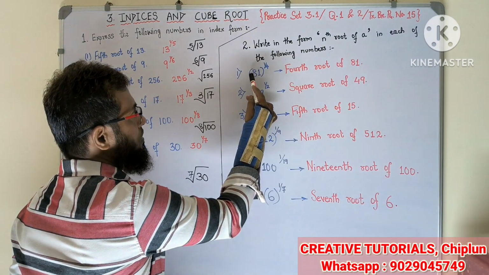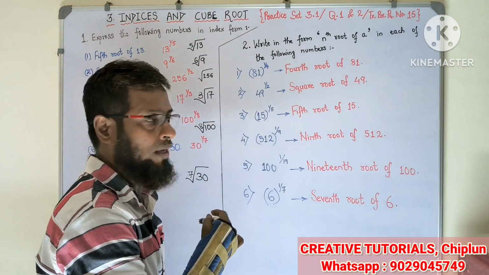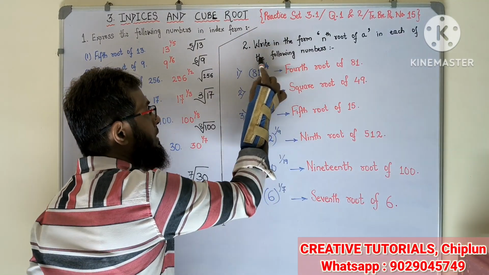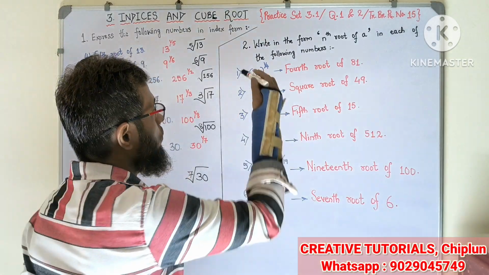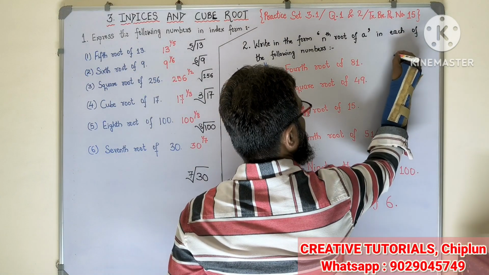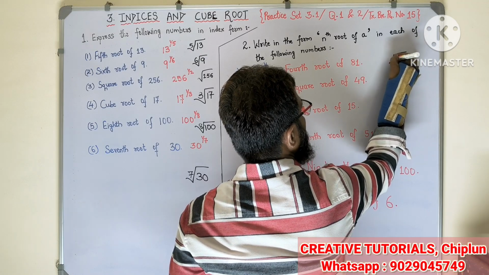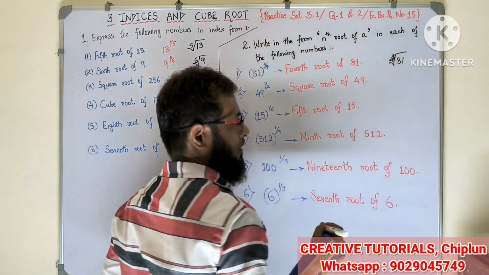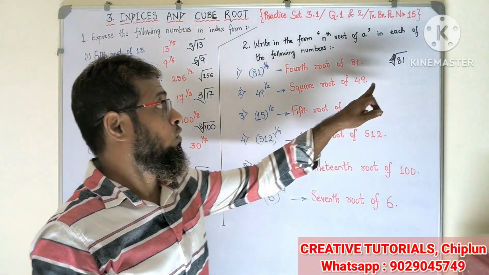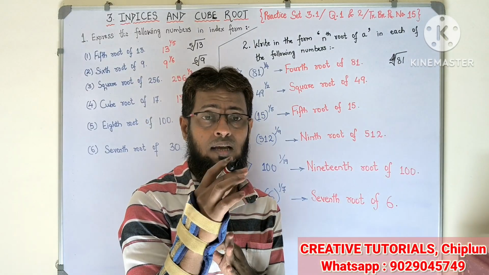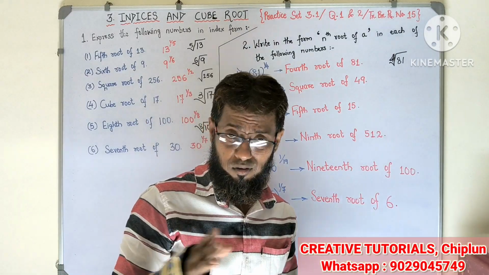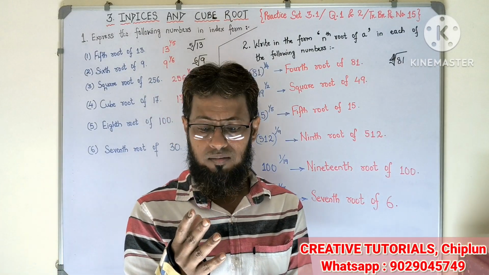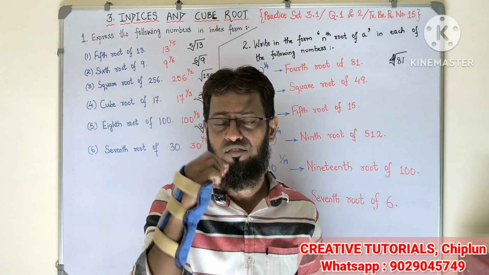So see, the first question is 81 raised to 1 upon 4. Now 1 upon 4 means what? If I want to write this in the actual root form, it would become like this: 4th root, sorry, this is number 4, 4th root of 81. I'm so sorry for this handwriting, because I have not been keeping well for the past couple of months. The medical condition is called carpal tunnel syndrome in my hand, and because of it, holding a pen or chalk becomes very difficult for me.